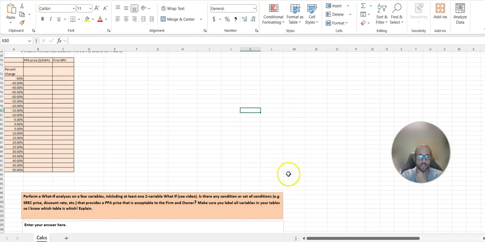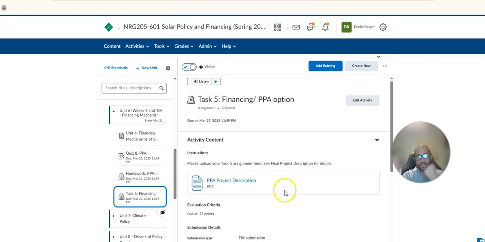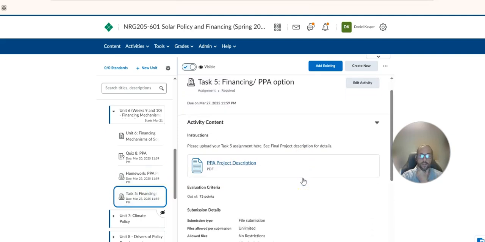And then just explain why you did it, what you found out, is there anything interesting, and so forth. So the idea here, again, is just for you to start thinking about all these different parameters so you can then perform your PPA analysis for your task. So that's the homework. That's due on Sunday. And then you have task 5, which you have until the following Thursday to do.